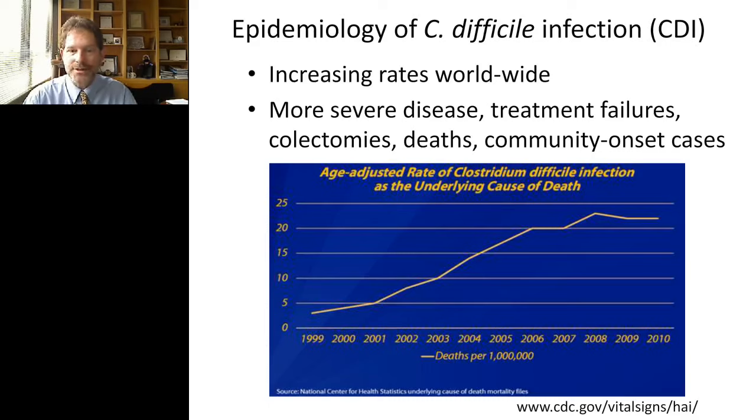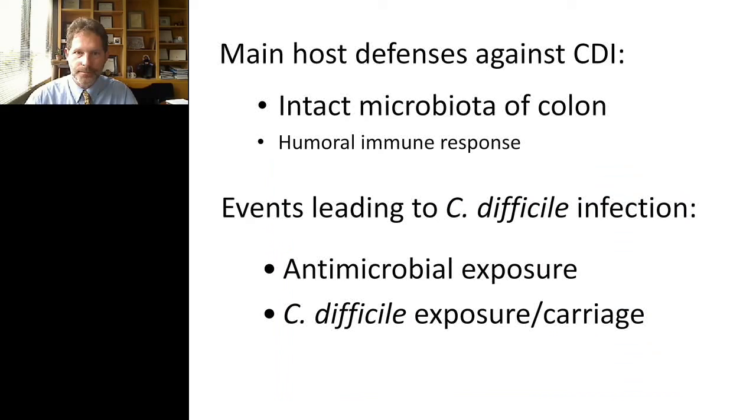was really quite astonishing. These are deaths per million population due to C. diff infection. And you can see from this slide that it basically quadrupled over a 10-year period of time. And not only are we seeing more deaths due to C. diff infection, we're seeing more severe disease, more treatment failures, more folks who need colectomies because of C. diff, and we're even starting to see more community onset cases of Clostridium difficile infection. So it's a big problem.